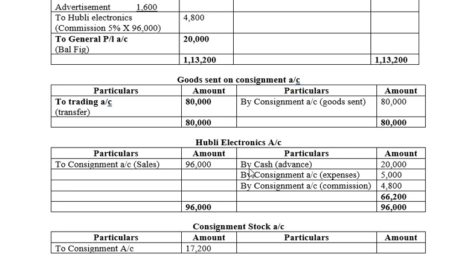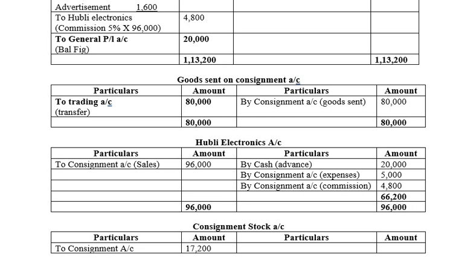So consignee's account balance is to the debit side, the debit side is more, which is 96,000. Write the balance to both the sides, which is 96,000. Balance of 66,200, which is to the credit side, that is 96,000 minus 20,000 minus 5,000 minus 4,800 will give you 66,200.